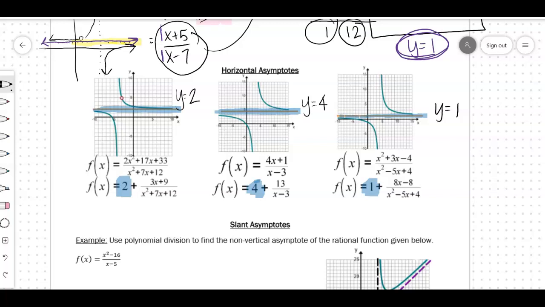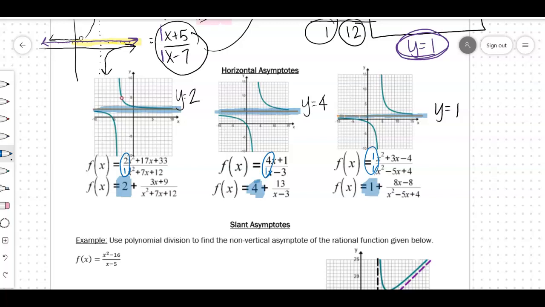Now, again, the shortcut way, so you don't have to divide them every single time, is when our exponents are the same in the top and bottom: x squared over x squared, x over x, x squared over x squared. When that's the case, you're able to just look at the coefficients. 2 divided by 1 is 2. 4 divided by 1 is 4. 1 divided by 1 is 1.